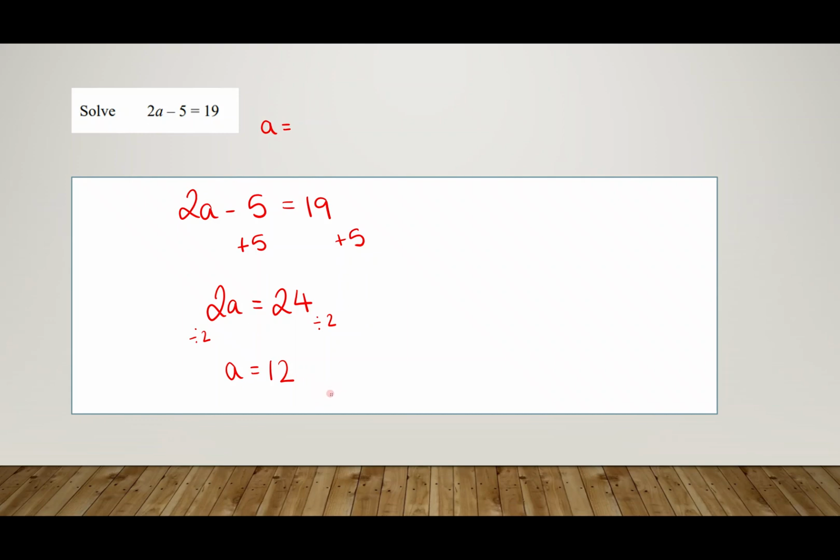Now to make sure that I'm happy with my solution, I'm going to check my answer. So I'm going to substitute 12 back into the original equation. Now remember, 2a just means 2 times a. So 2 times 12 minus 5, which is equal to 24 minus 5, which is equal to 19, which is what it should be. So I'm happy that my answer is correct.